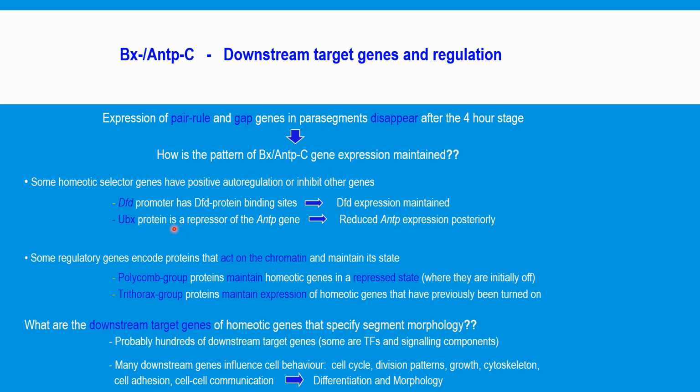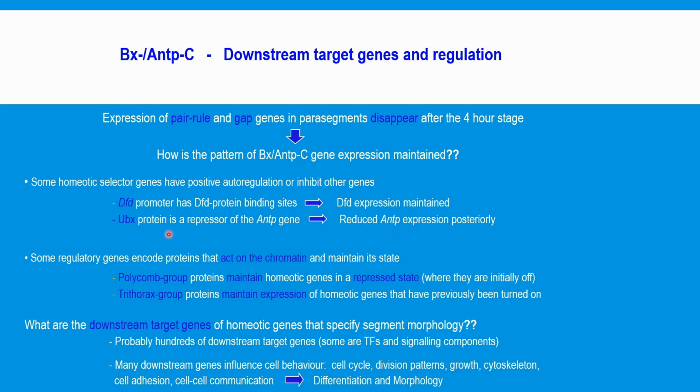Some examples of this are given here. The Deformed promoter has a Deformed protein binding site, so it maintains its own expression, whereas Ultrabithorax protein is a repressor of the Antennapedia gene and will reduce Antennapedia expression posteriorly.